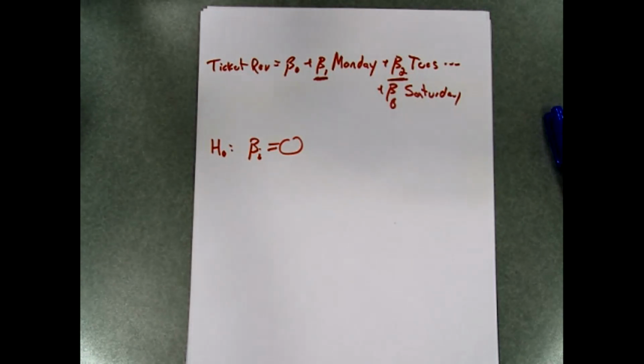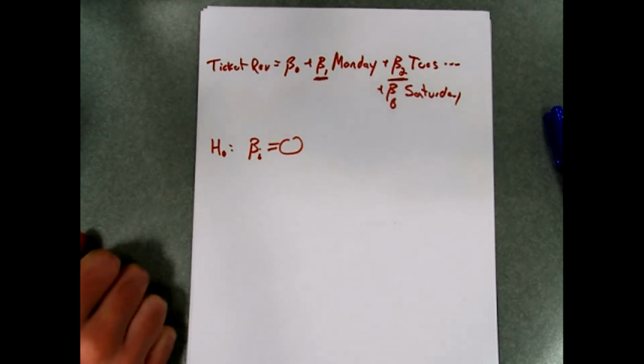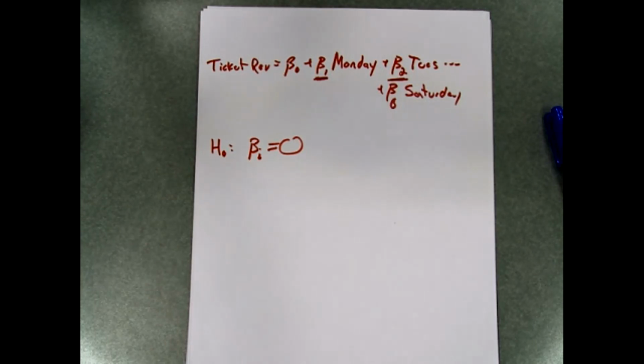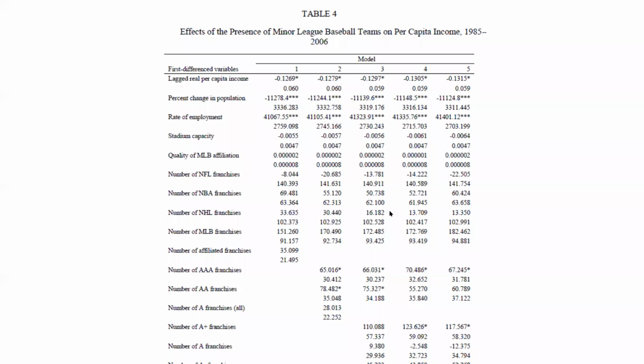But we always start out stacking the deck against ourselves, assuming there's no effect. So when we look at the professional sport coefficients, nothing's significant here. Generally, NFL is actually negative, which is kind of weird, but the standard error is so large, these p-values are like 0.99. These are indistinguishable from the value of 0.